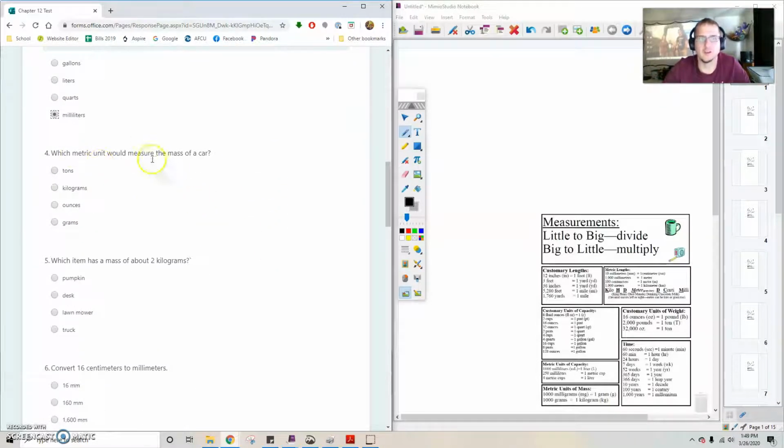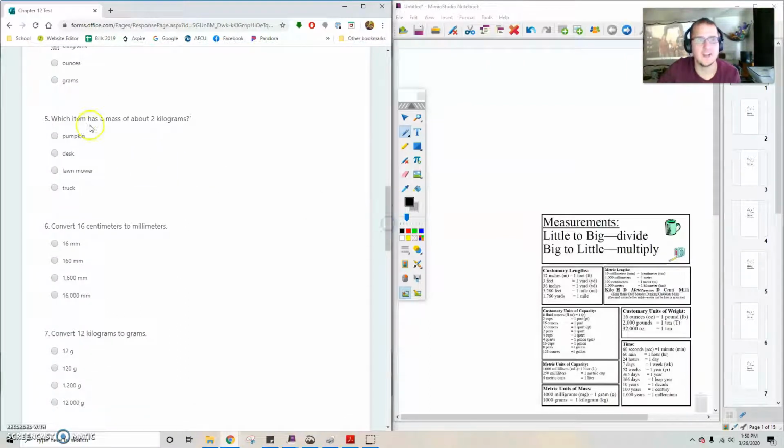Which metric unit would you use to measure the mass of a car? So remember, mass, we're talking grams or kilograms as far as what we learned. So we've got tons. That's customary. We have kilograms. We have ounces. That's customary. So tons and ounces, get rid of them. We're talking kilograms or grams if we're measuring the mass of a car. Now remember, a gram is a penny. If we were to talk about how many pennies equal the weight of a car, we're going to be talking about a lot of pennies. Okay? So we're most likely going to measure the mass of this car in kilograms.